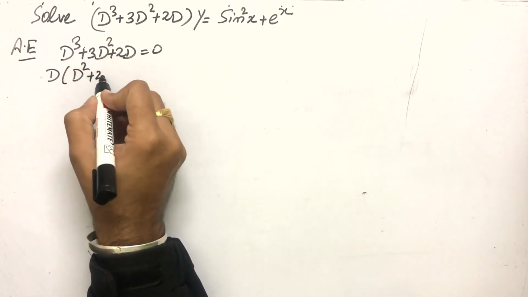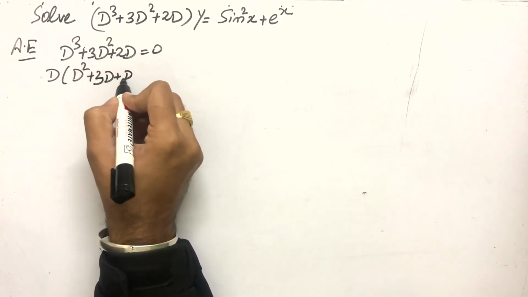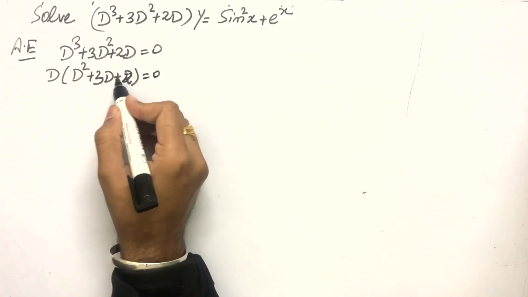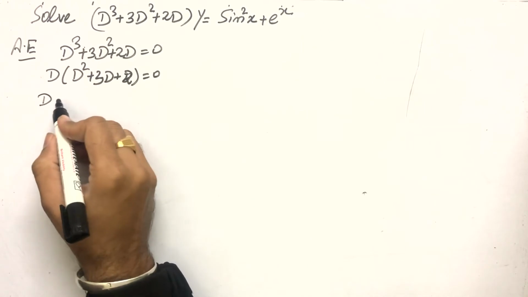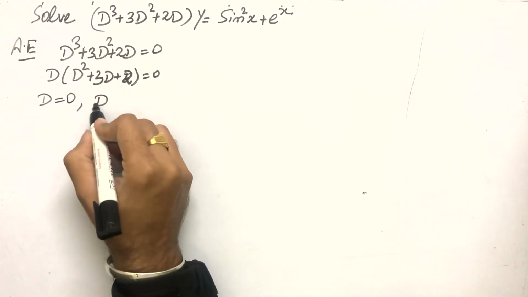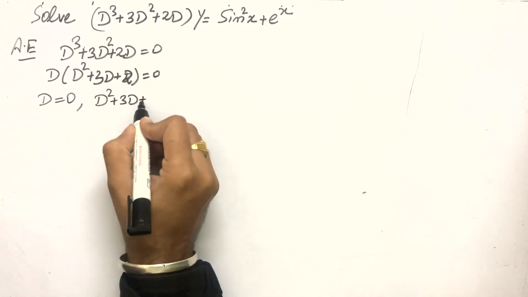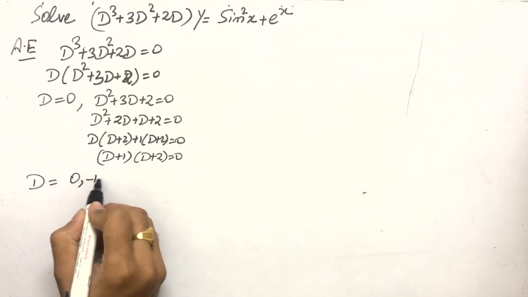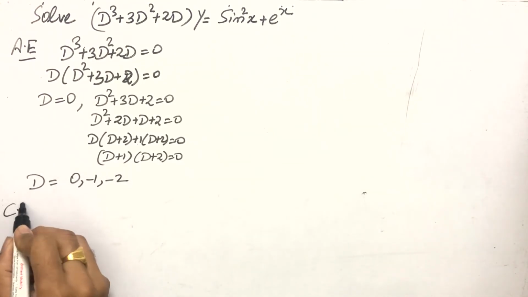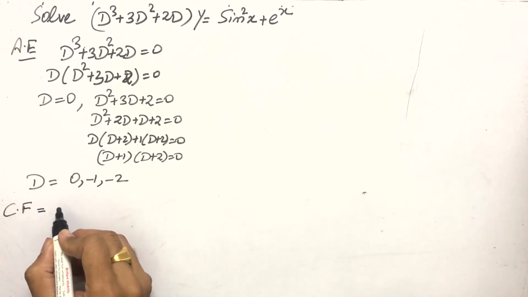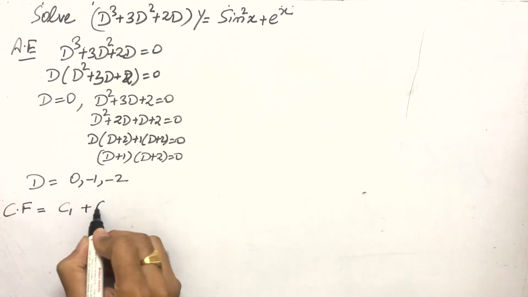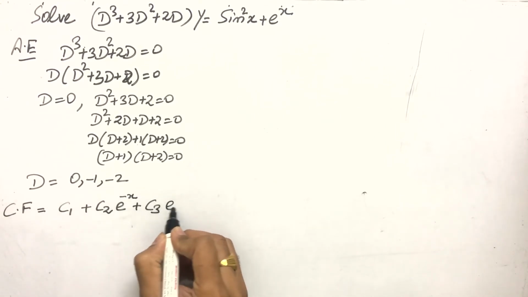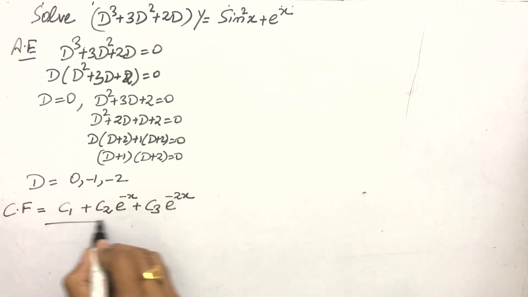This is D(D^2 + 3D + 2) = 0, and we can easily factorize this. So D = 0 and D^2 + 3D + 2 = 0, which gives D = 0, -1, -2, and very easily the complementary function is c1 + c2 e^(-x) + c3 e^(-2x).